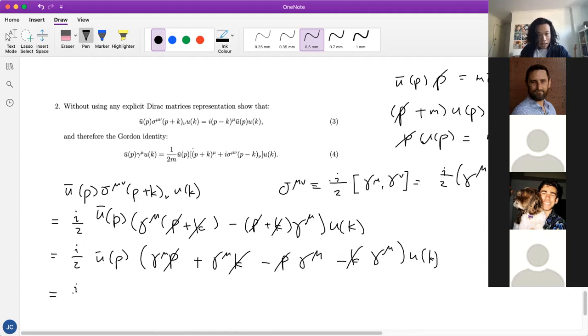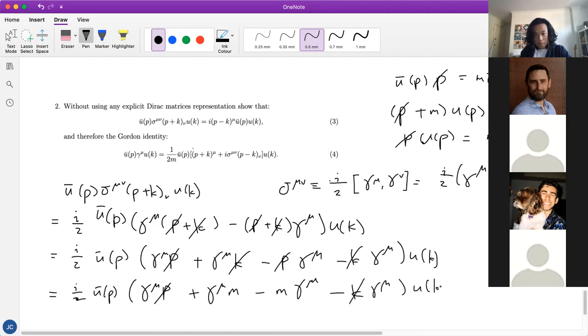So we get i on 2 U bar P, and then gamma mu P slash, can't do anything about that, plus this one is going to be gamma mu and then K slash with U of K. So it's going to be M of U. So I'm just going to write M here because the U stays on the outside of the bracket. And then minus this one. So this P slash gets to go with this and turn into an M, and then gamma mu. And then this K slash doesn't get to do anything, so it stays as it is.